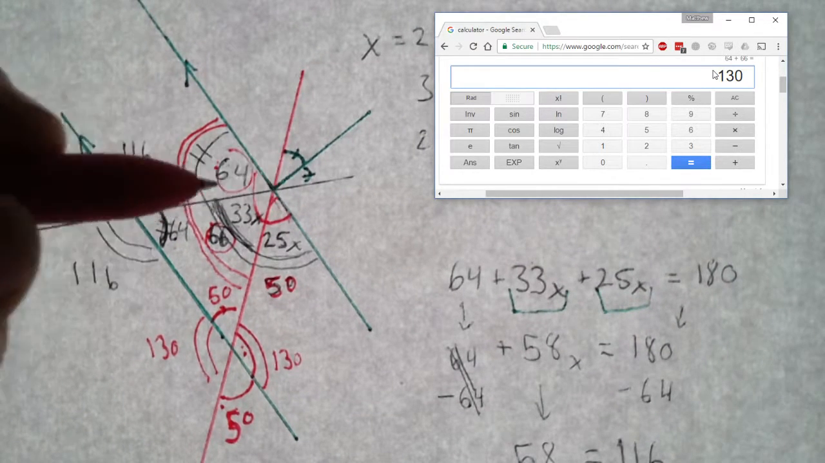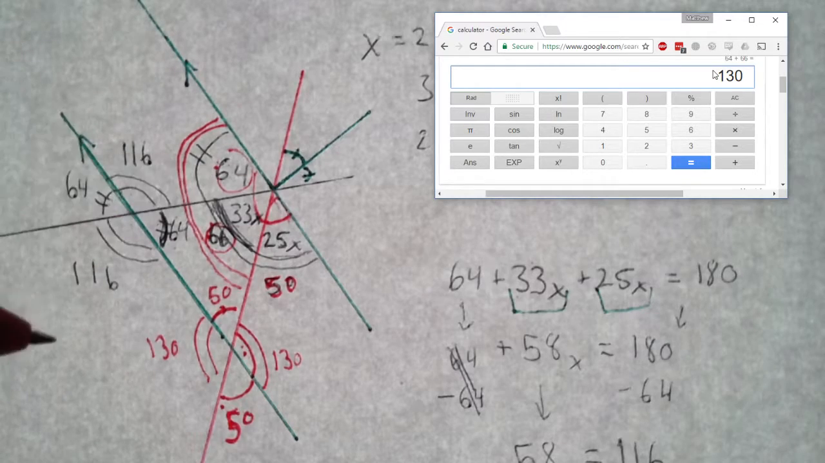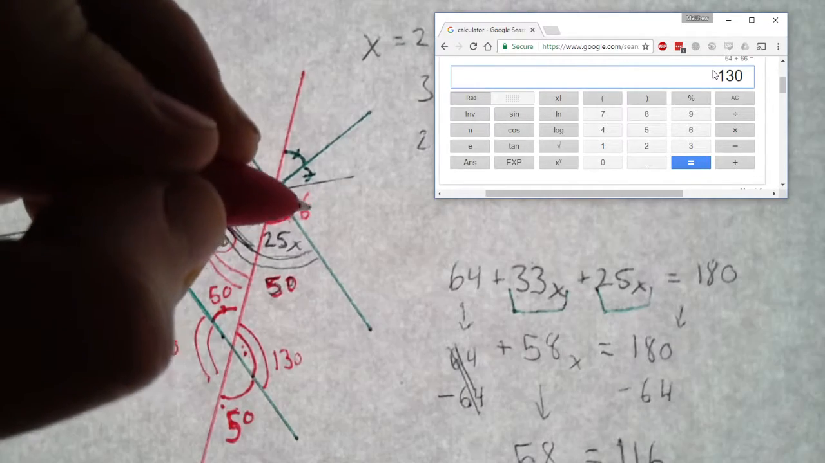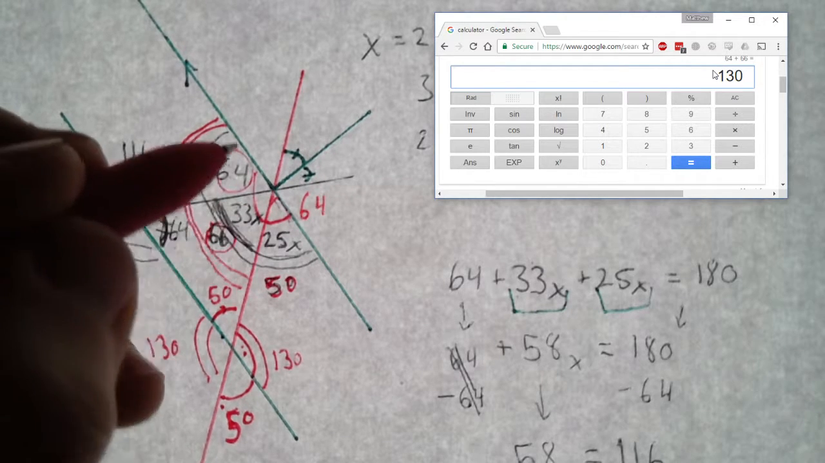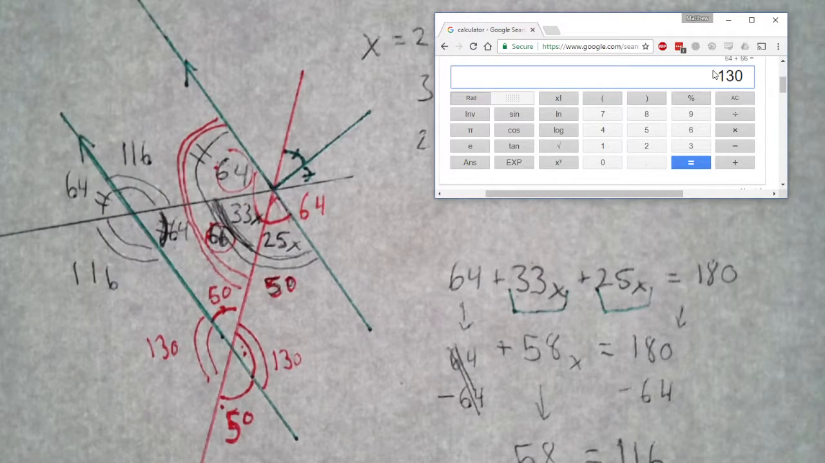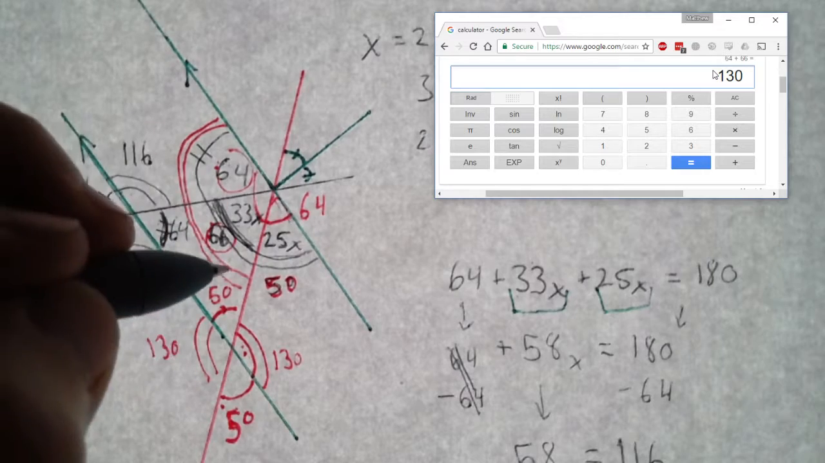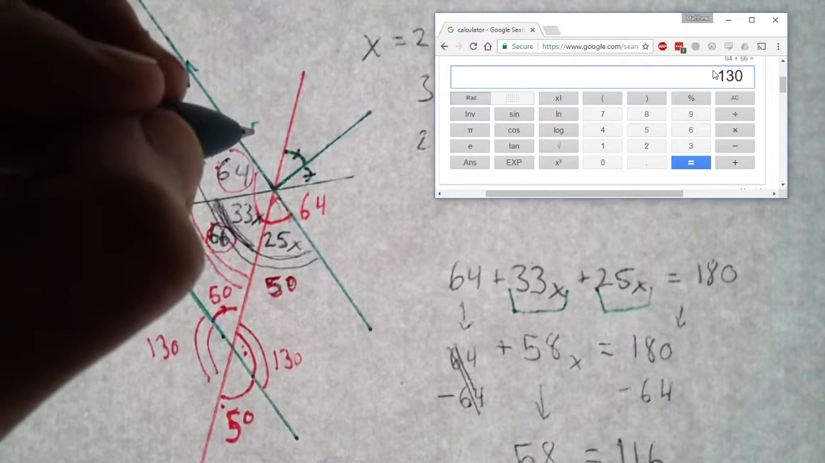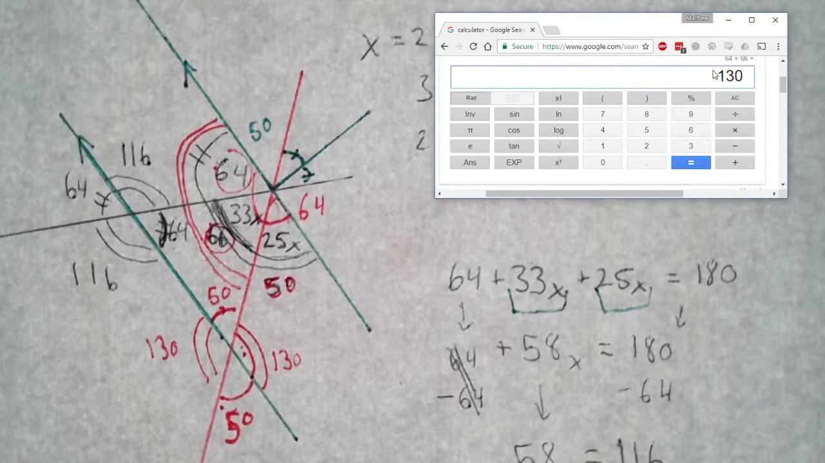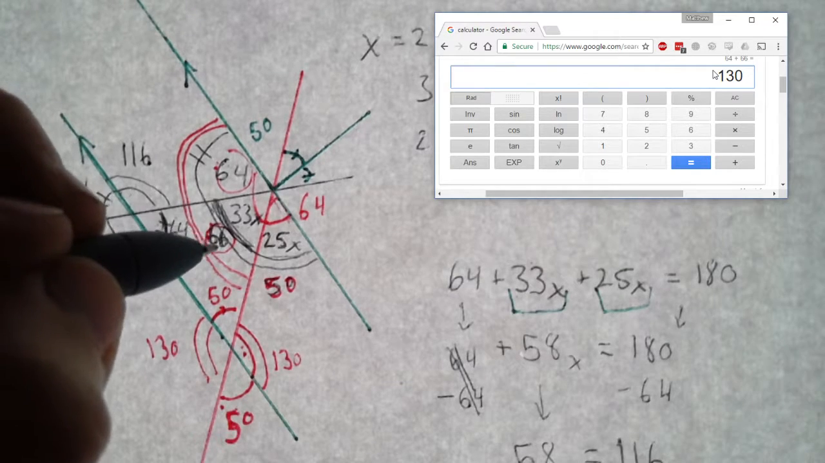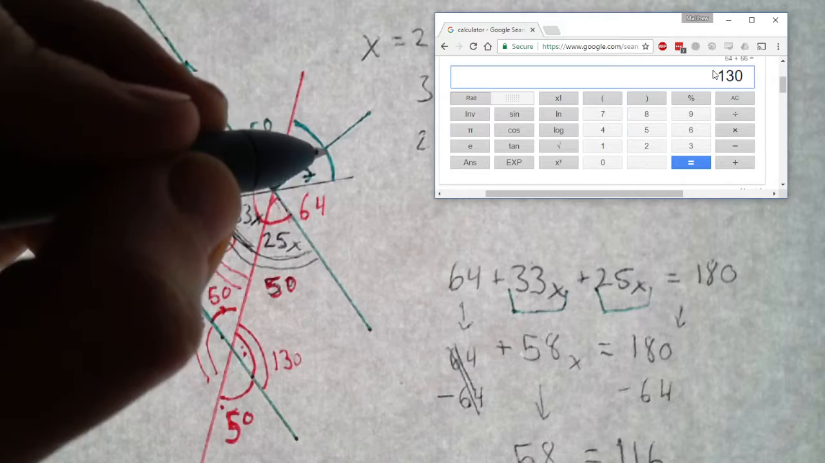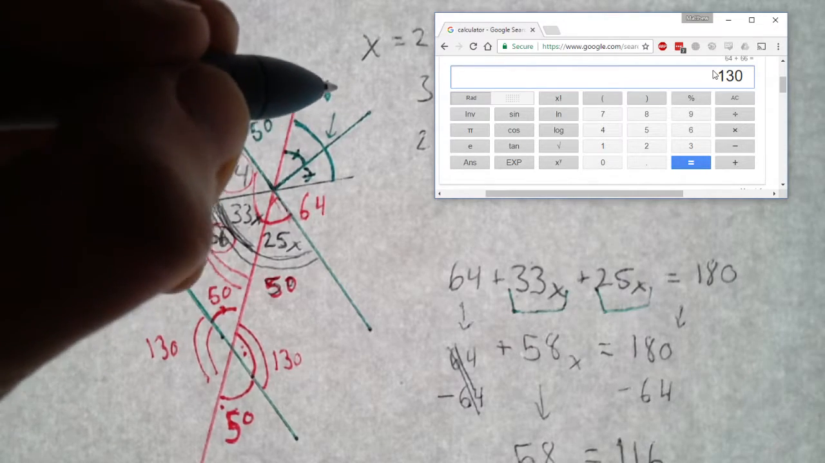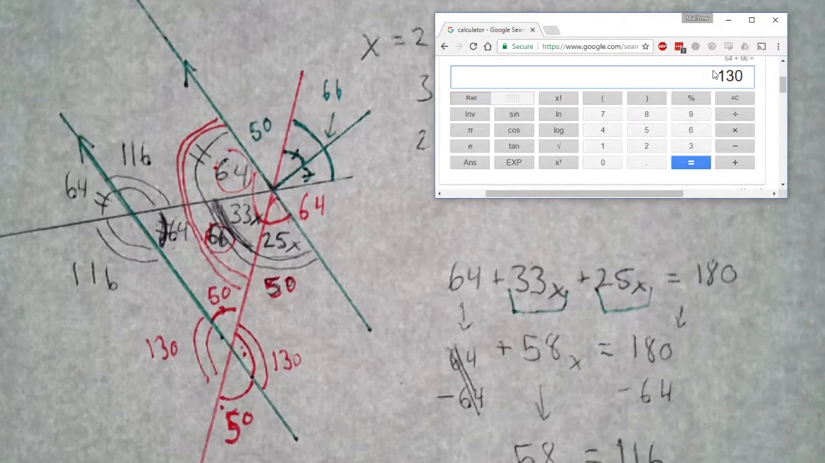I've got this black line and the blue line, which gives me that 64. So that means I know that this is 64. Similarly, this blue and this red line, blue and red, I've got 50. So this vertical angle is going to be 50. Finally, this 66 matches up with this vertical angle. So this whole thing should be 66.